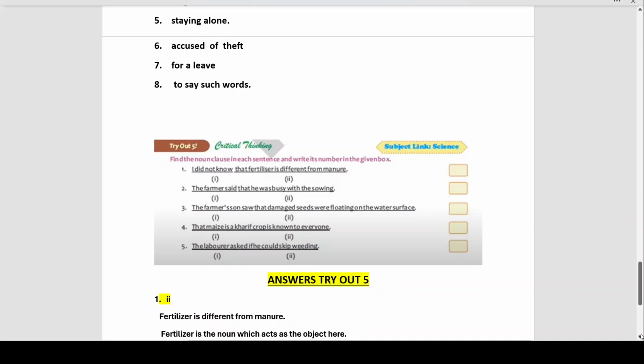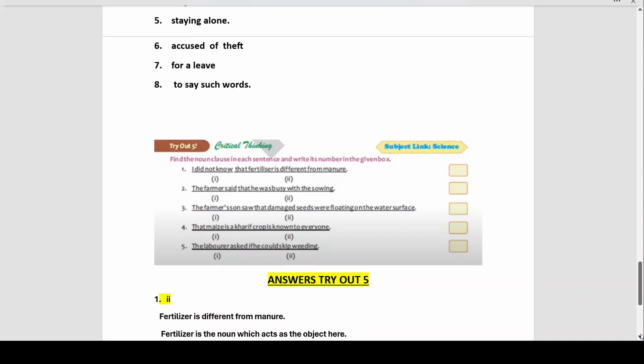Number 2. The farmer said that he was busy with the sowing. So the farmer includes your noun, and which is the clause which is talking about the farmer? That he was busy with the sowing. Therefore, your clause which is modifying the noun farmer is he was busy with the sowing. Number 3. The farmer's son saw that damaged seeds were floating on the water surface. Farmer's son is the noun. Now, what is the clause related to farmer's son? That damaged seeds were floating on the water surface. So, that damaged seeds were floating on the water surface is your noun clause.